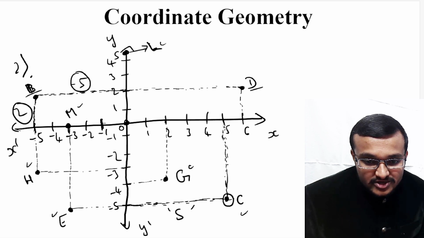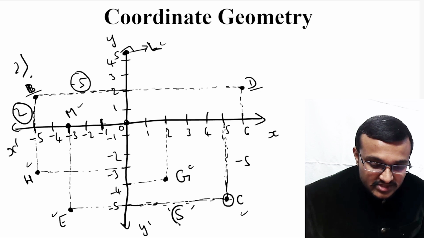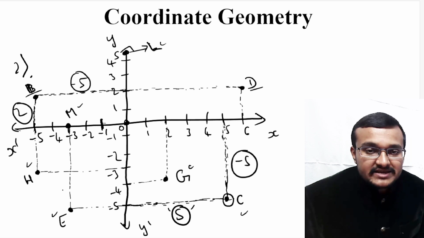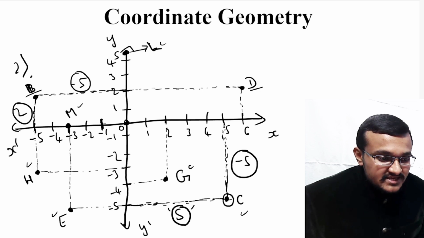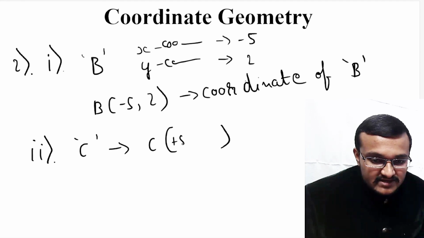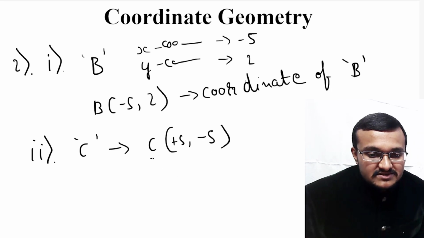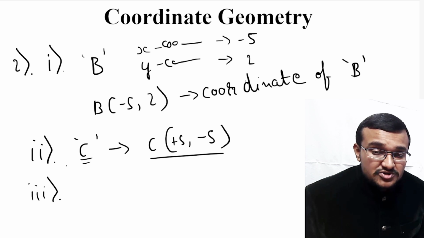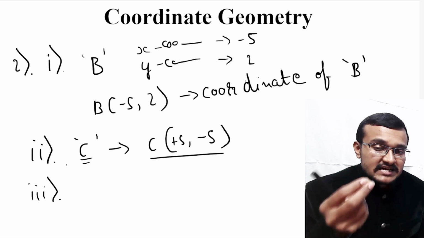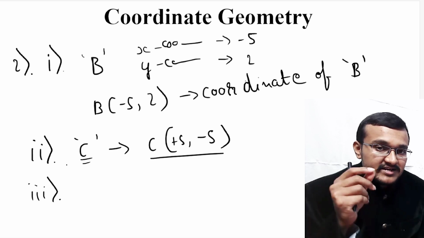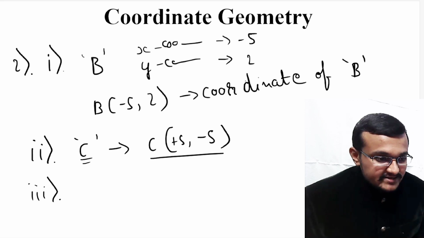So that means this y coordinate is parallel to the y axis and the unit is minus 5. So that means plus 5 comma minus 5. So C of plus 5 comma minus 5 is the coordinate of point C. Now in the third question, they have given the reverse. That means they have given the coordinates, and you have to identify which is that particular point.